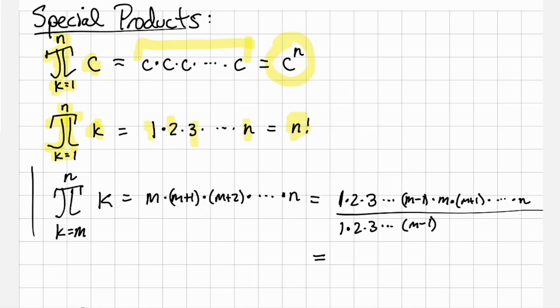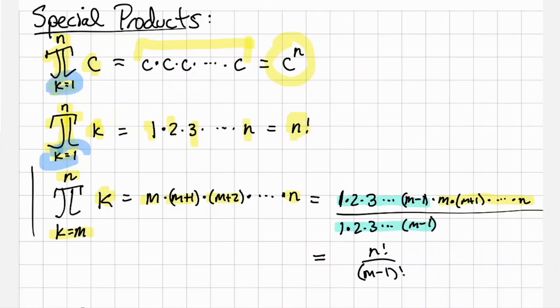And what happens if our product instead goes from m up to n? That's m times m plus 1 times m plus 2 all the way up to n. We can simplify that by multiplying our expression by 1 times 2 times 3 up to m minus 1 in the numerator and the denominator. And if we do that, the numerator is n factorial and the denominator is m minus 1 factorial.